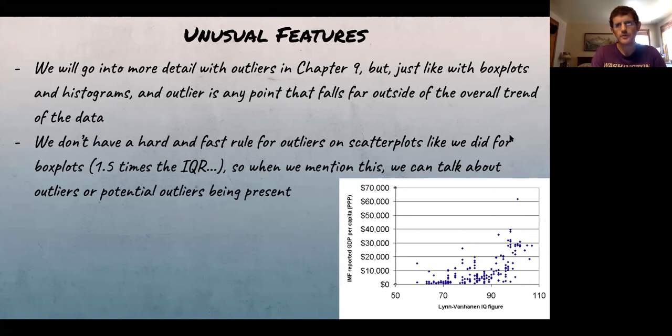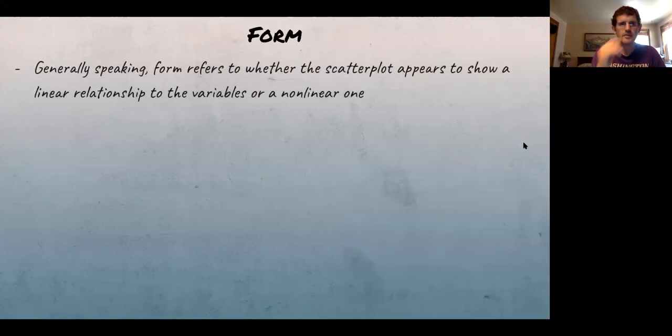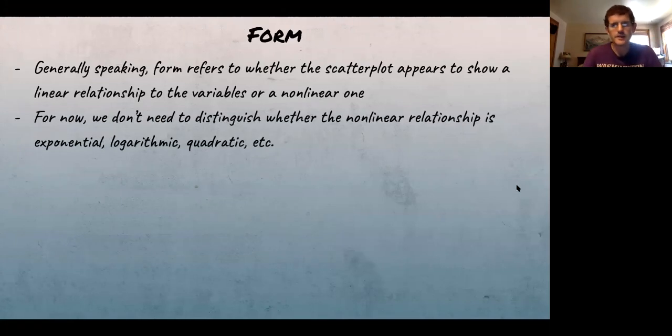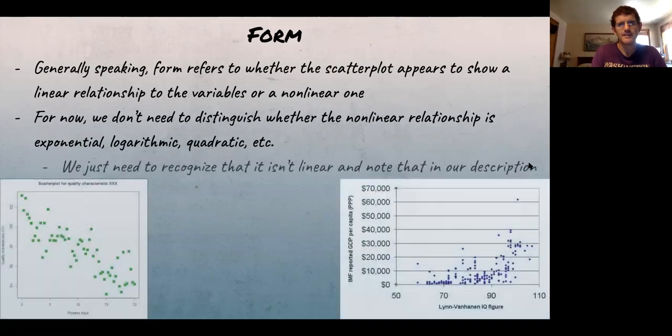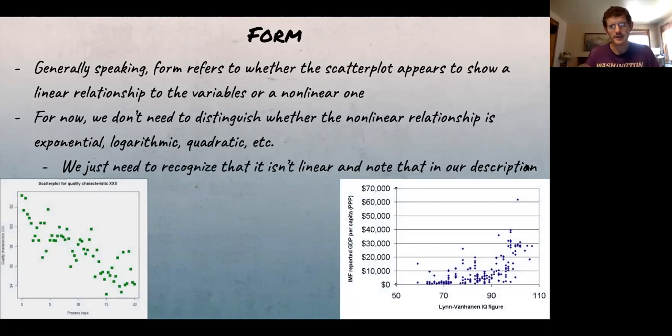So we're good with direction, we're good with unusual features. The form that it takes: form refers to whether the scatter plot shows a linear relationship or a nonlinear one. Now, nonlinear relationships could be of all different types. It could be exponential, logarithmic, quadratic, cubic. It could be a square root function. All kinds of different forms that things could take. But for our purposes, all we need to say is, is it linear or is it nonlinear? And we'll worry about the other stuff later.